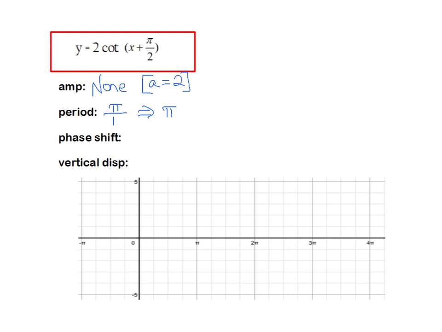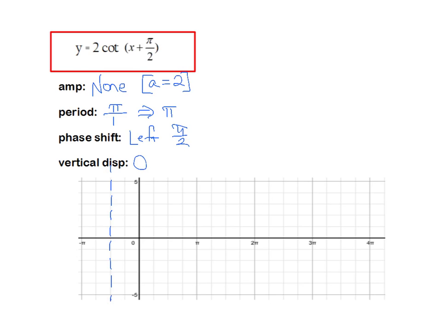The phase shift is what's in parentheses. Looks like I need to go left because of the plus sign. Pi over 2 units. And I don't have any vertical displacement. Looking at your parent graph, what happens at 0 at the origin? What's your initial thing for a cotangent graph? And you should say, well, it's an asymptote. We have an asymptote at 0. The only thing is that we have this phase shift. That asymptote is going to get moved left pi over 2 units. Let's put that in there then.